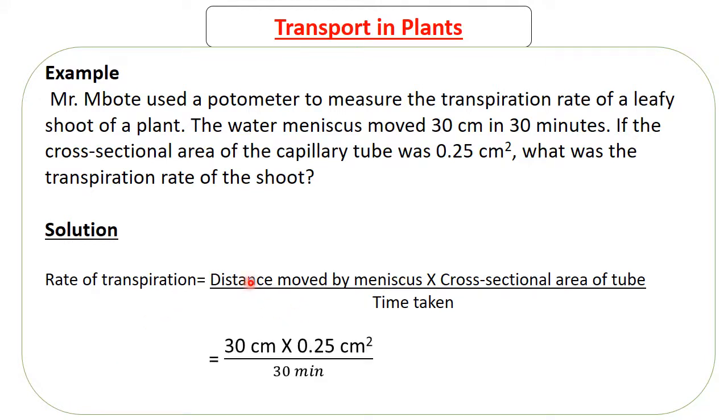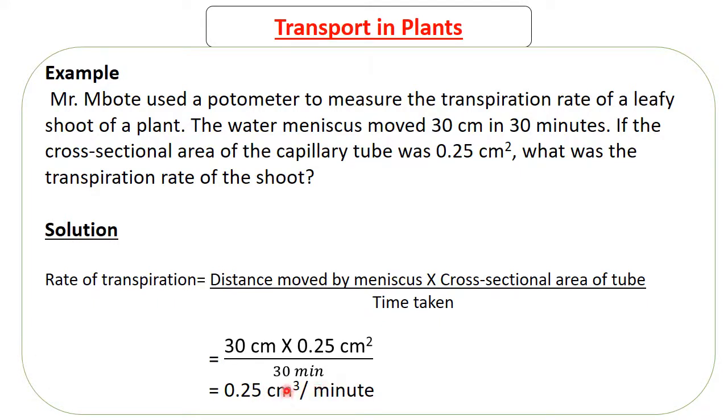With this, we can compute. We just put the values: distance moved 30, cross-section area 0.25, time taken 30 minutes. When we solve this, we're going to have 0.25 centimeter cubed per minute. One thing I'll emphasize is that because these are numbers, they are easy to punch. 30 times 0.25 divided by 30 is going to be 0.25. The main issue here is the units.